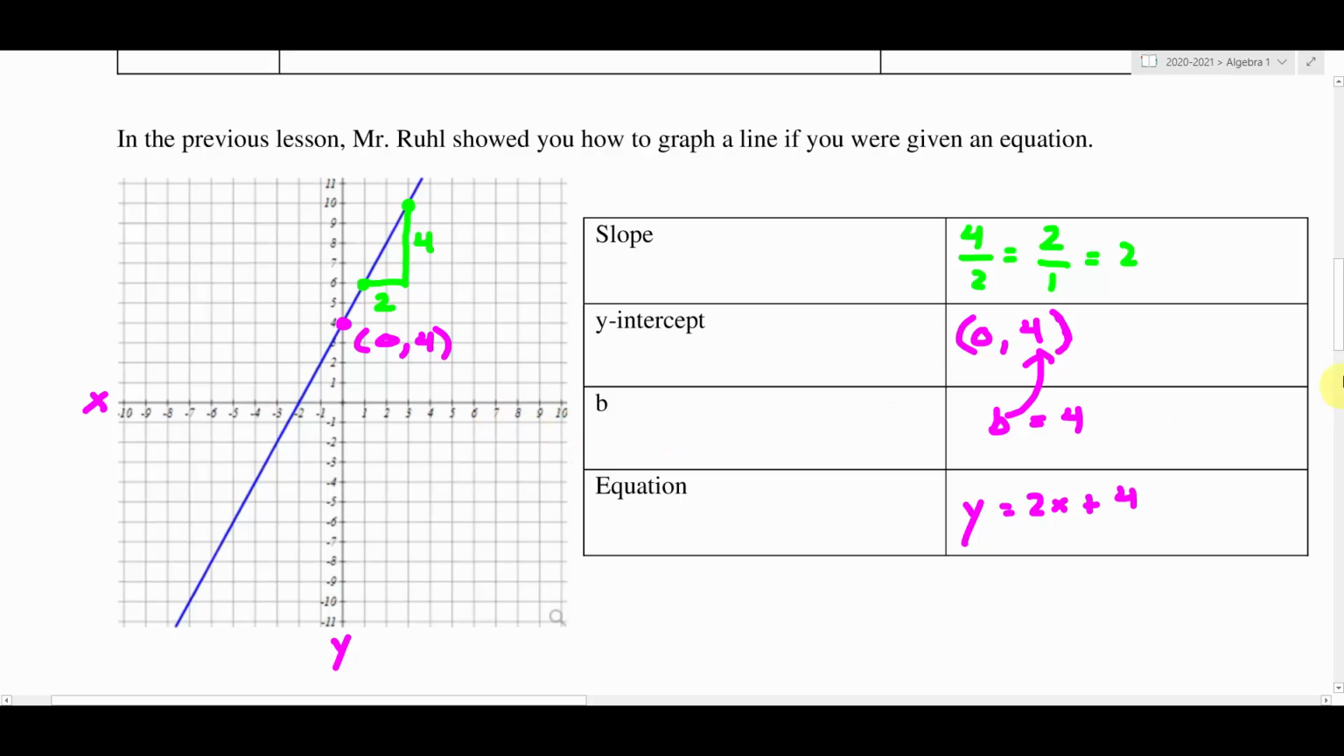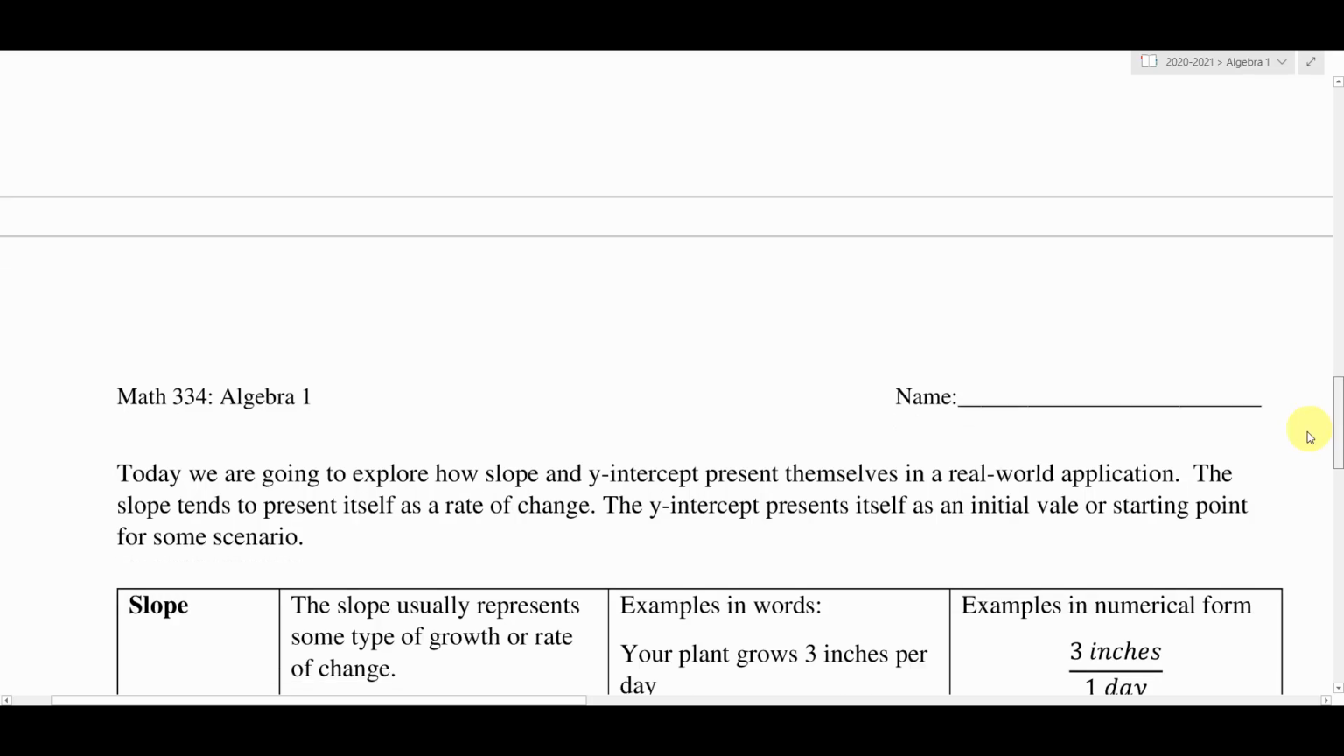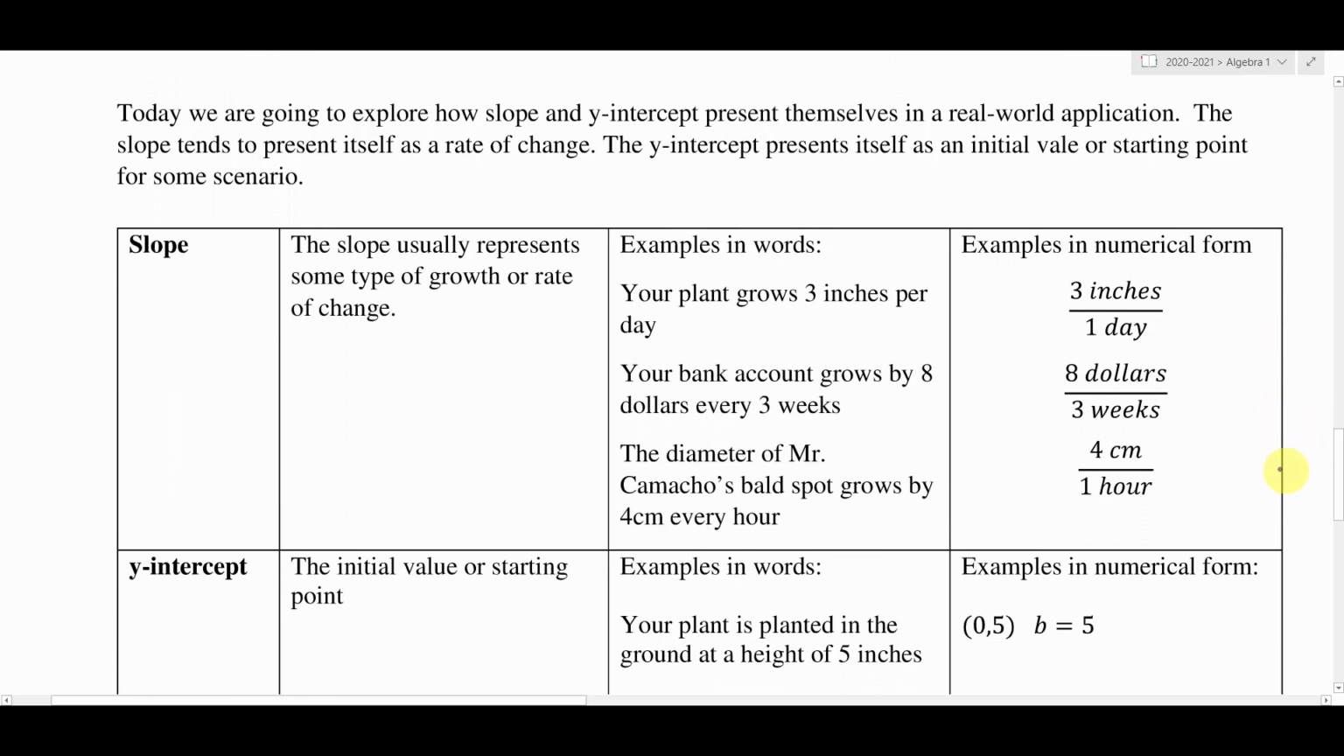All right. Okay, so let's move on a little bit. Now let's talk about where do we see this stuff in real world applications? Like how does it present itself? What does it look like? Well, in a real world context, when we talk about the slope devoid of the graph, the slope usually represents some type of growth or rate of change. We're looking for something to grow, or maybe not even necessarily grow. Maybe it's going to shrink, who knows? But we're looking for some kind of change to happen in the problem, and that change is measurable.